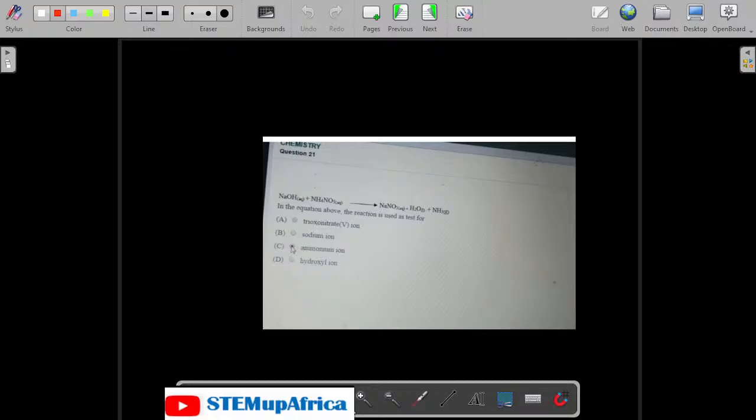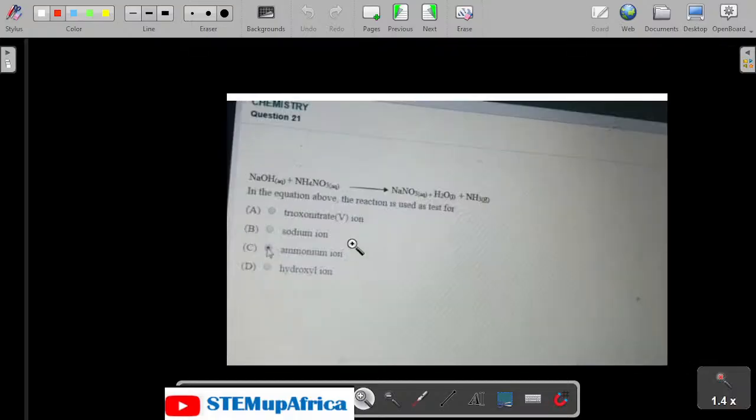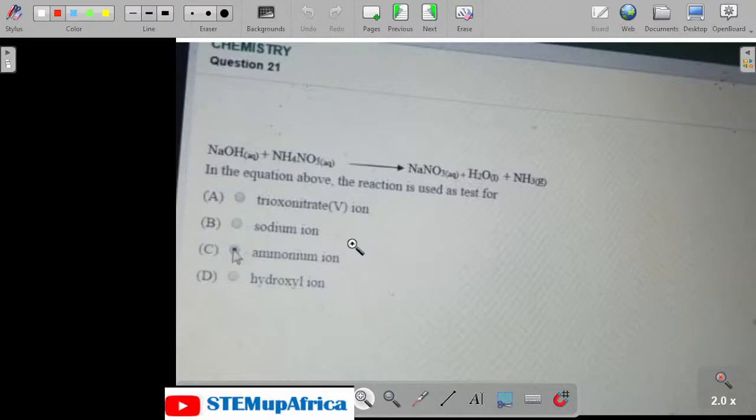Number 21, we have sodium and ammonium nitrate reacting to form sodium nitrate, water, and ammonia. So the reaction above is used to test for what? The reaction above is used to test for ammonium solution. You can see we have ammonia as the gaseous product, and at the end of the day it is used to test for ammonium solution.